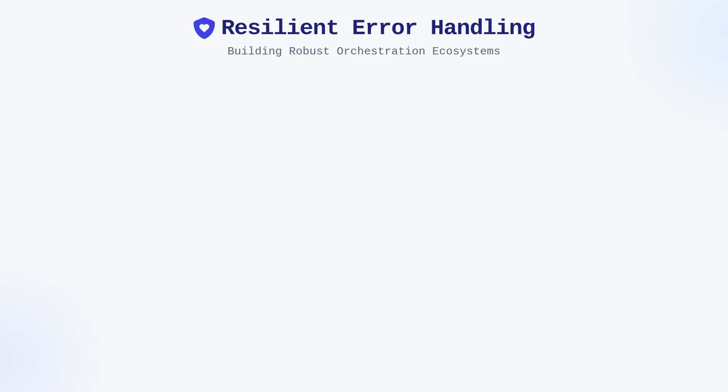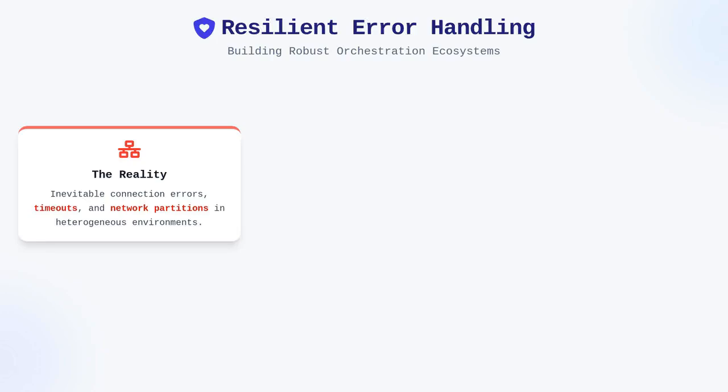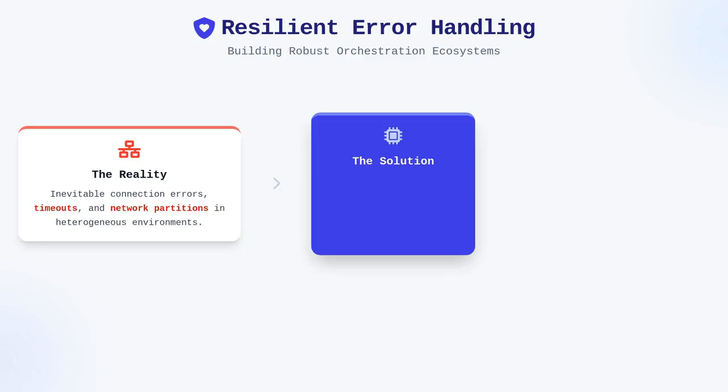Handling errors gracefully is perhaps the most important aspect of building a resilient orchestration ecosystem, particularly when dealing with heterogeneous environments. Endpoint connection errors are an inevitable reality when integrating with global patch deployment servers, so your flows must be designed to handle timeouts and network partitions without crashing the entire state machine.